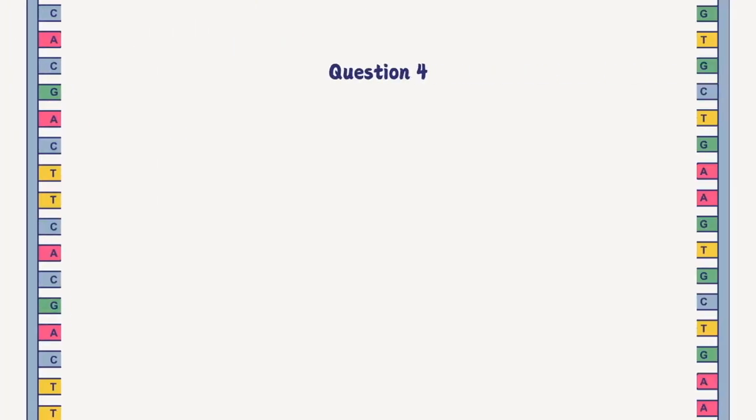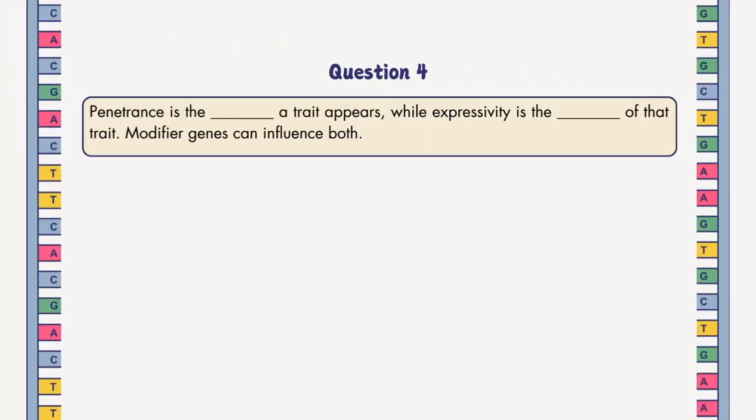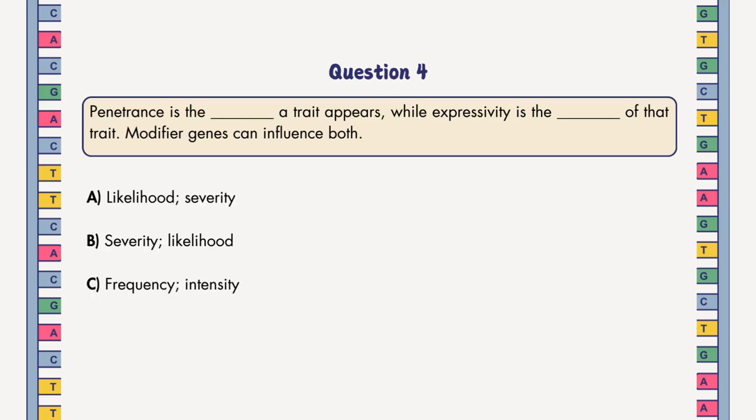Question 4. Penetrance is the dash a trait appears, while expressivity is the dash of that trait. Modifier genes can influence both. Option A, likelihood, severity. Option B, severity, likelihood. Option C, frequency, intensity.